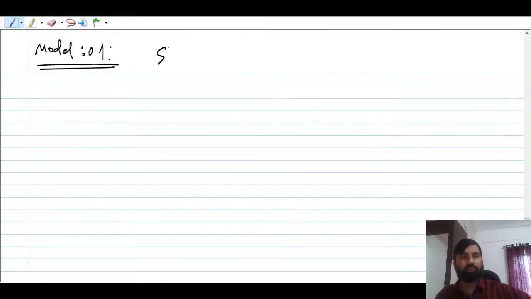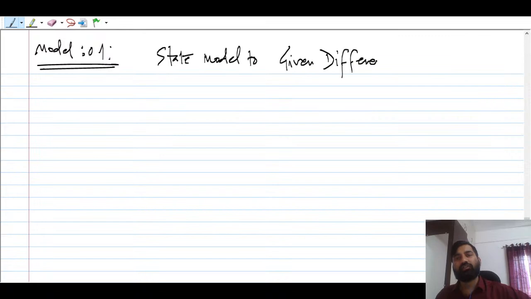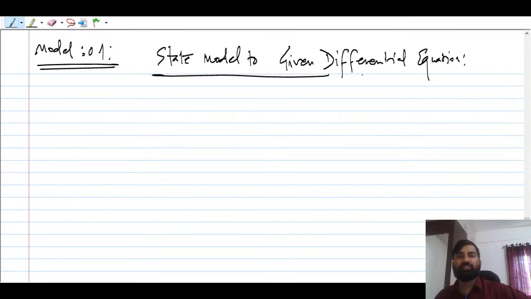So, state model to a given differential equation. Understood? So suppose you have got one differential equation. I'm just going to take one question. I'm just going to give you the direct method, how to write it directly. Please remember this. This is very important.